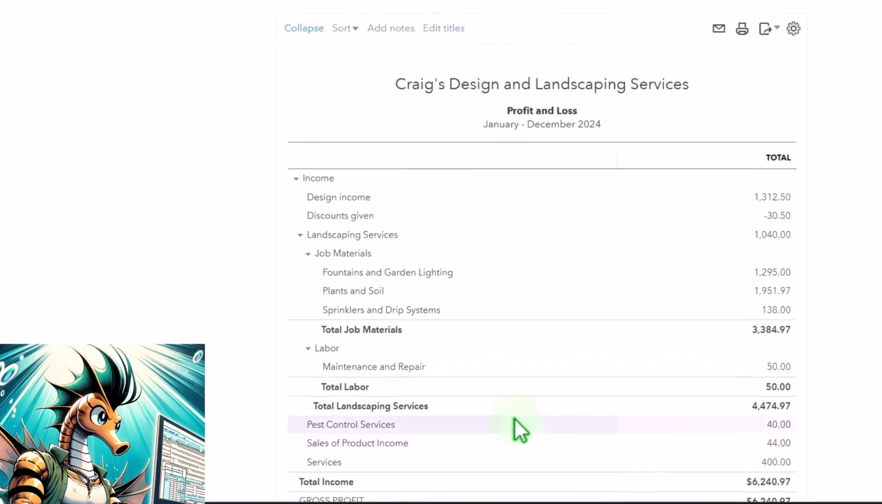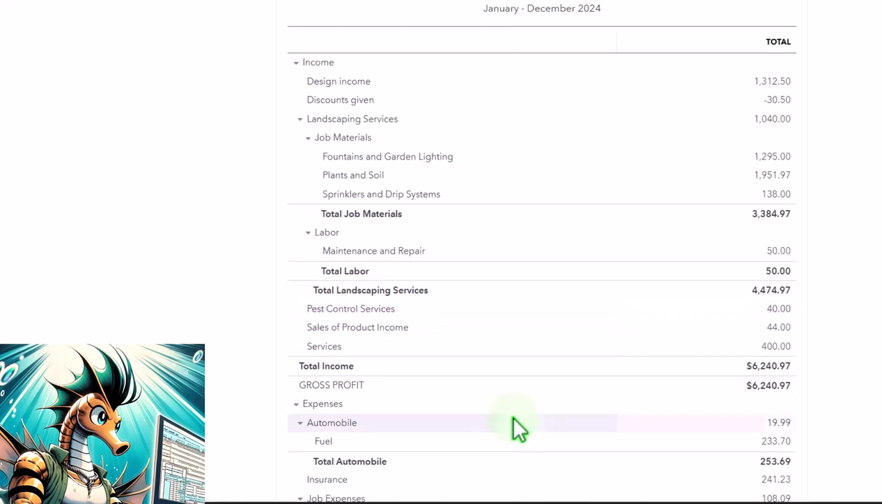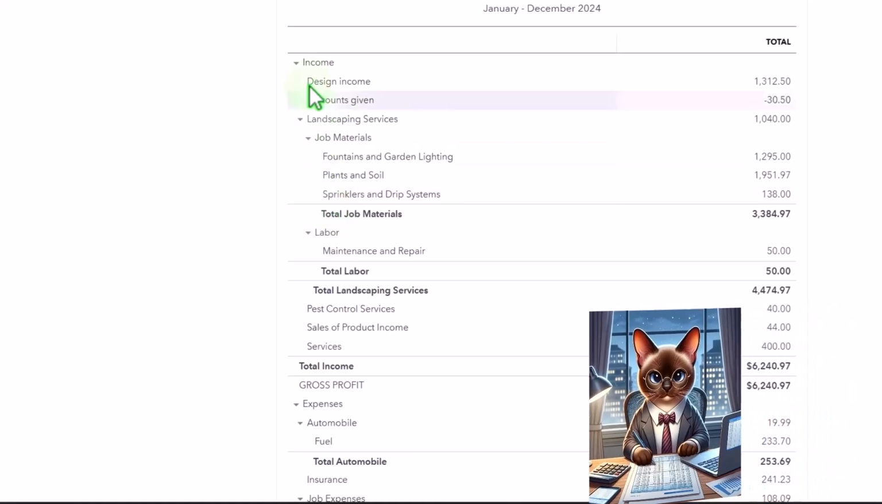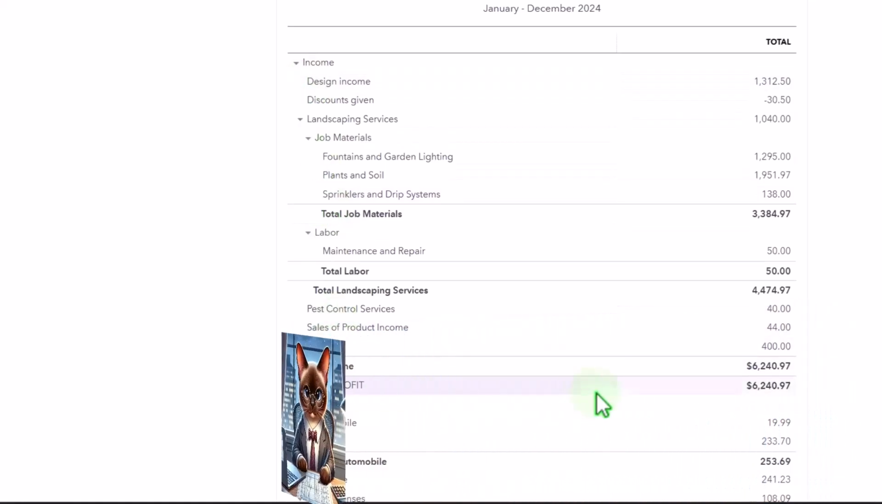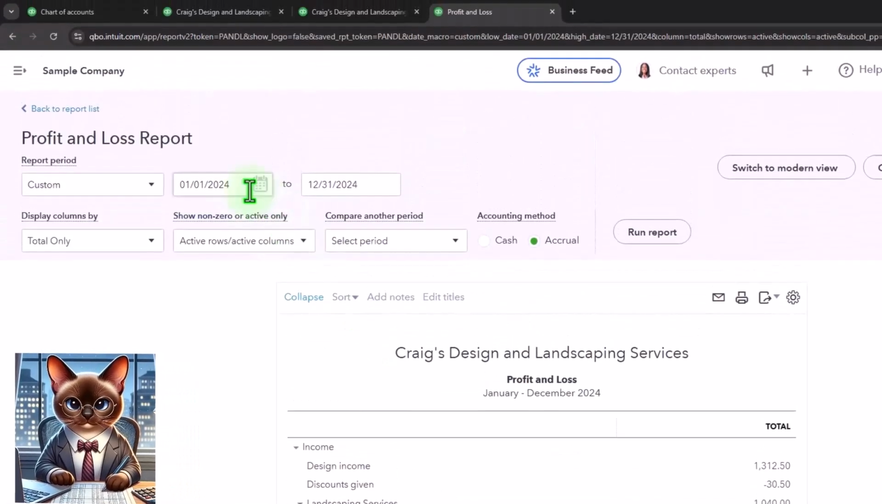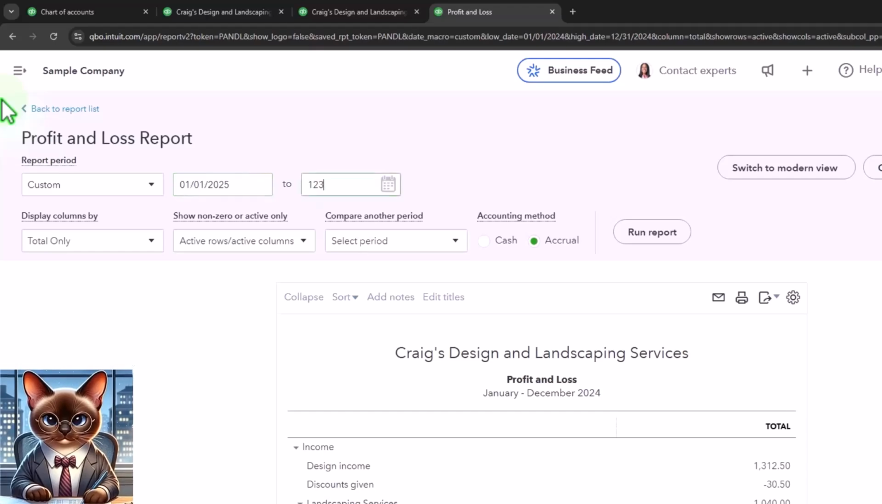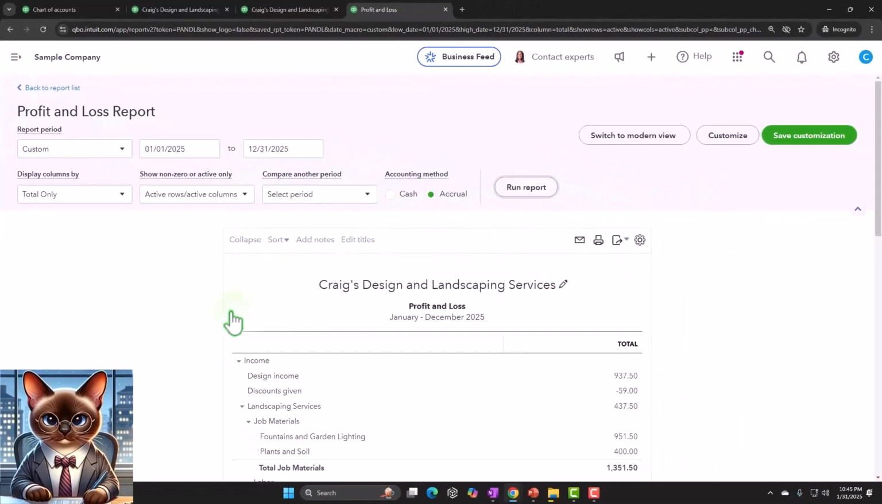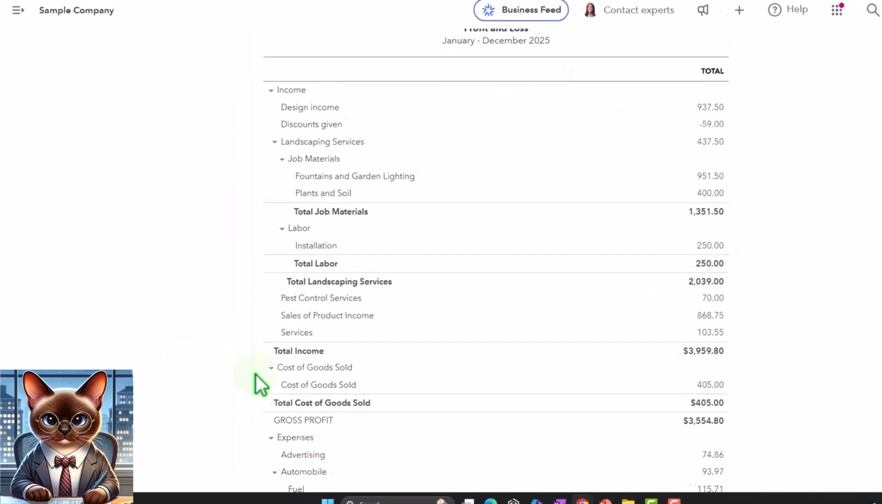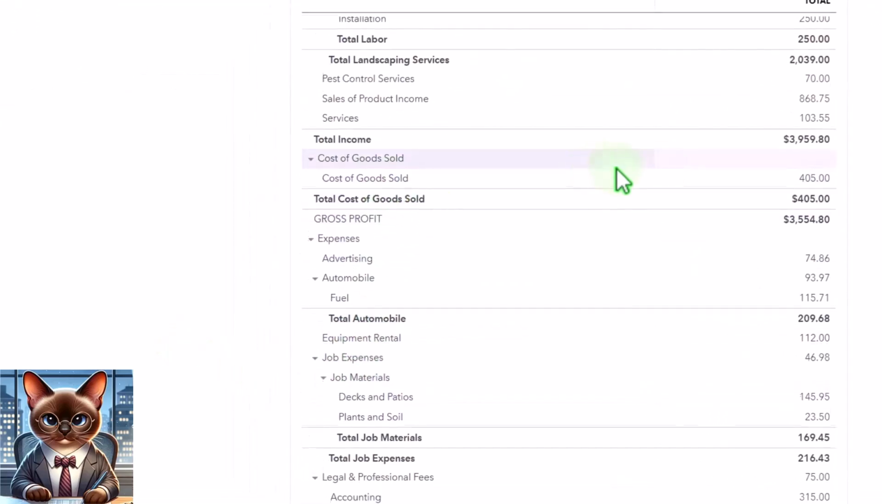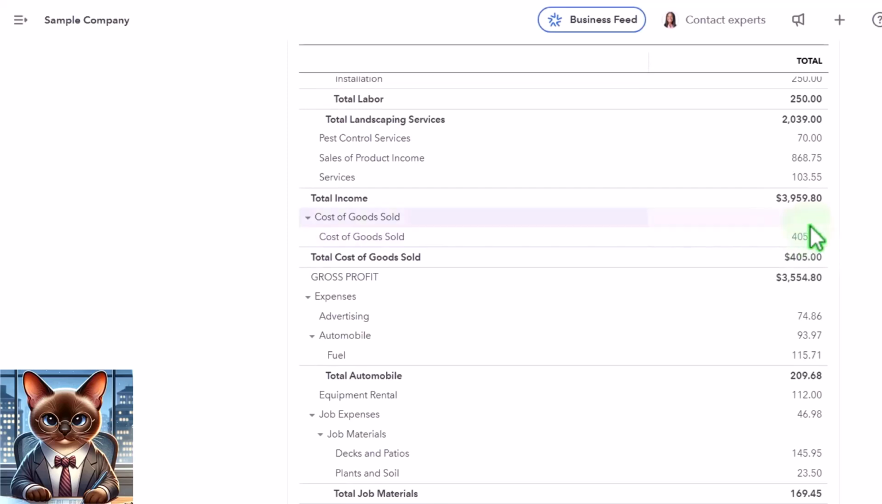I also noticed that we had the cost of goods sold in here somewhere. This was income, total income, they don't have the cost of goods sold. Let me go back. Let me go to 2025, 01/01/25, 12/31/25. Is there any cost of goods sold? There it is. So here's cost of goods sold. Cost of goods sold represents inventory that we're selling, and you would only have cost of goods sold if you sell inventory. So we'll get into that more as we go.